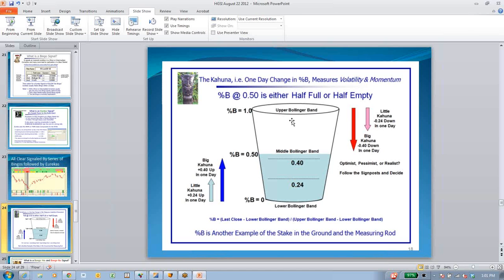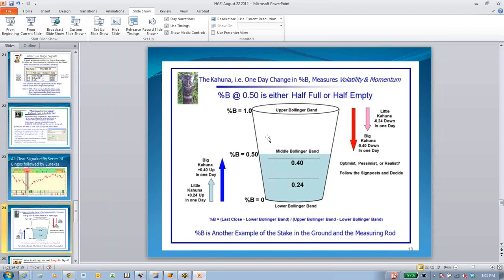They contract during times of low volatility, they expand during high volatility, and like most standard deviations, they'll capture about 90% of the stock movement. That means 90% of the time the stock's going to be within the band. So if they get above or below the bands, odds are they're going to move back into the bands.